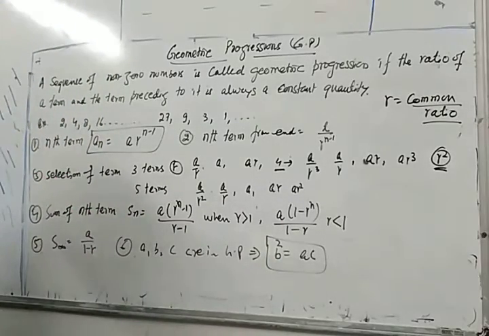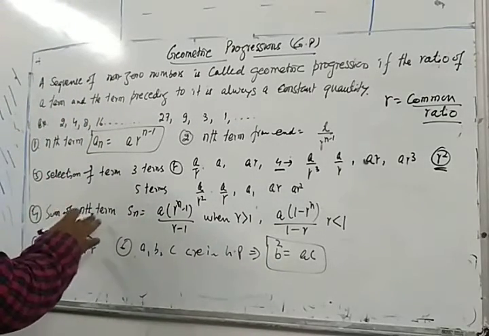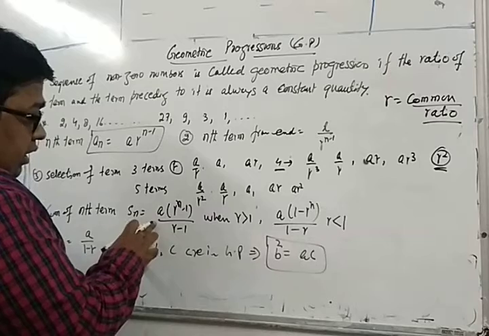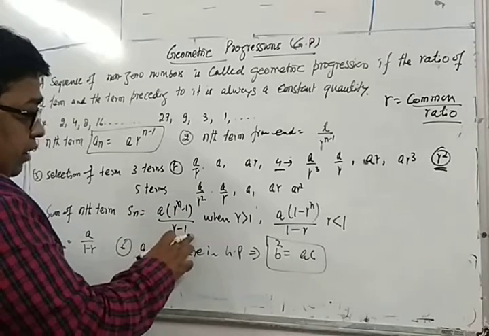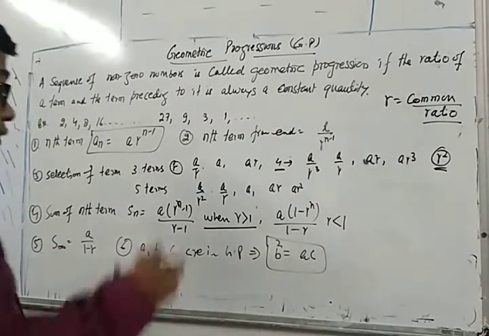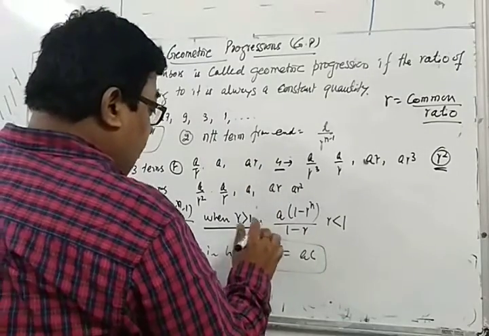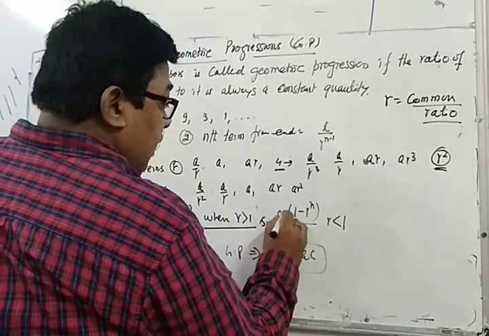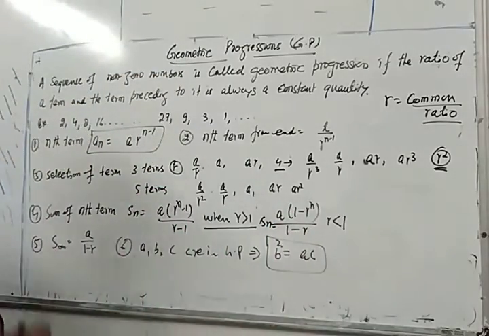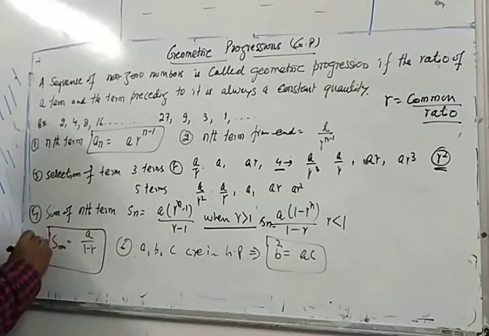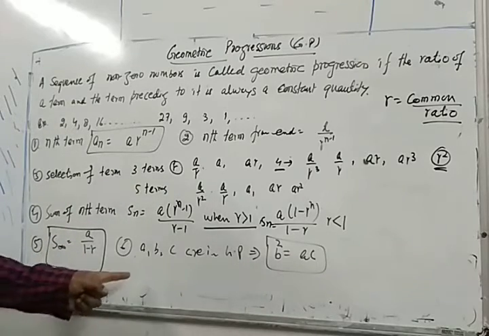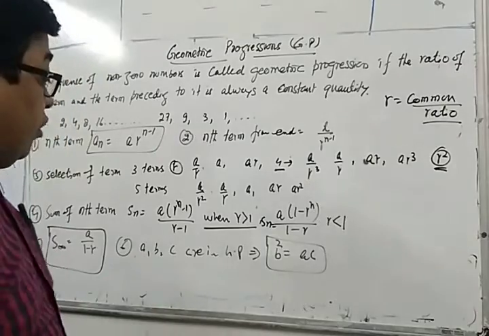After that, the next thing is the sum of n terms. If you want to find the sum of n terms, Sn, it is A times R to the power n minus 1 upon R minus 1. This is the condition given when the value of R is greater than 1. If the value of R is less than 1, the formula becomes Sn is equal to A bracket 1 minus R to the power n upon 1 minus R. Also there is one formula for the sum of infinite terms of GP: S infinity is equal to A upon 1 minus R.